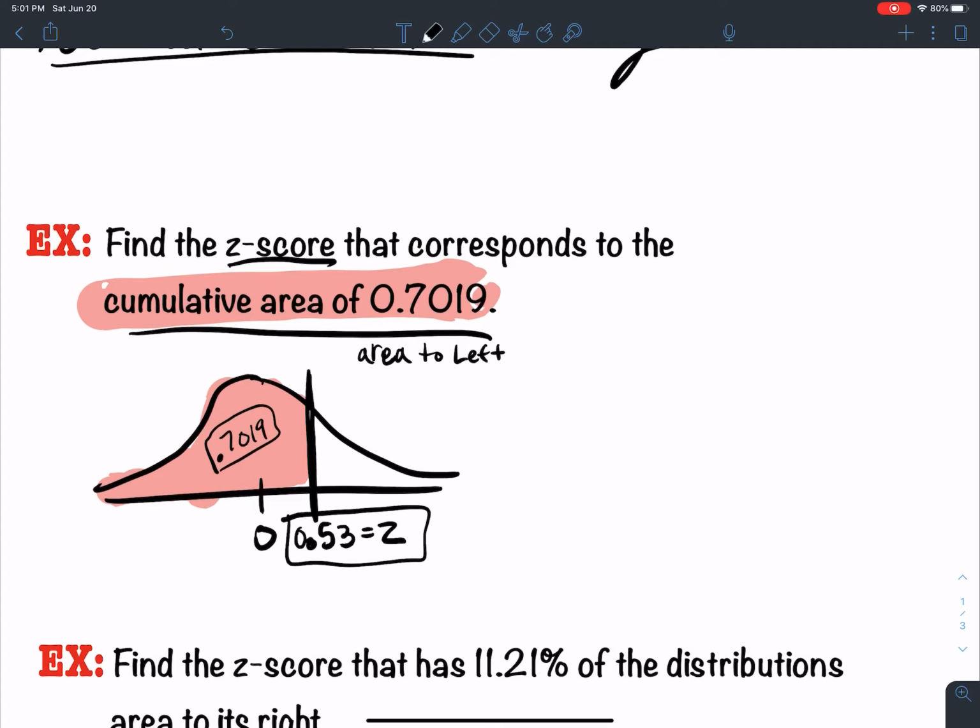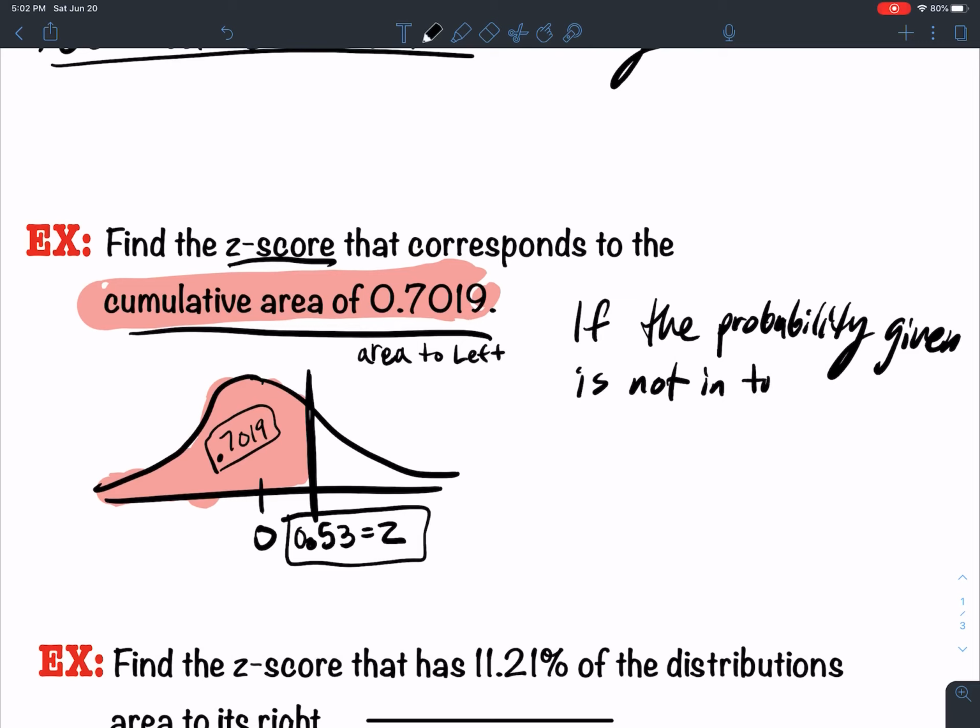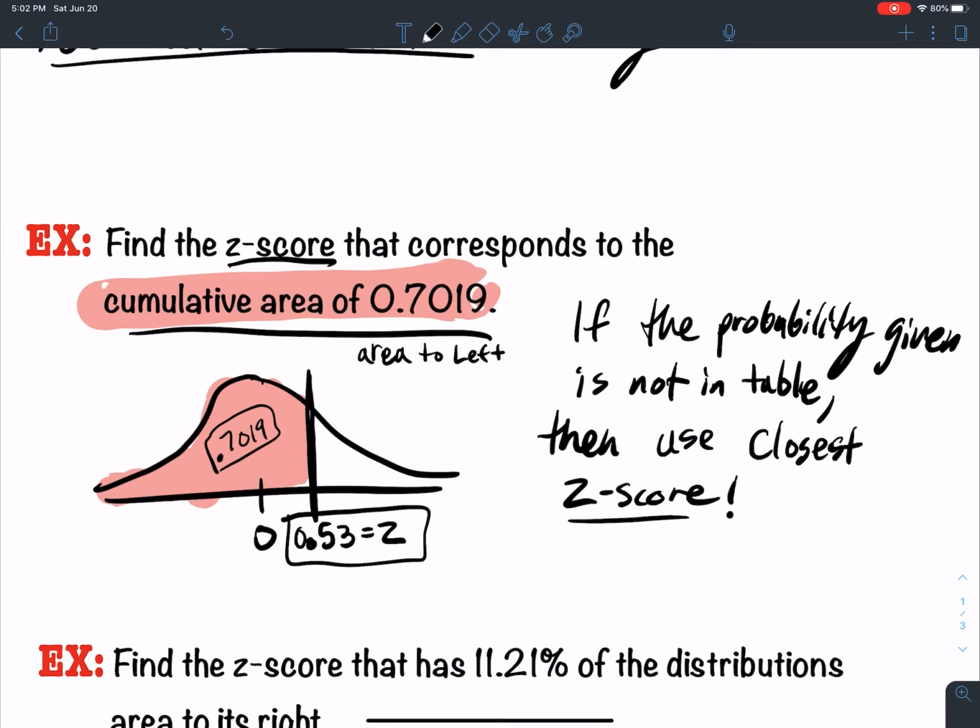Now, if the probability given is not in the table, then use the closest z-score. So use the closest z-score if it's not in the table. If it's exactly halfway between two, then use the average.